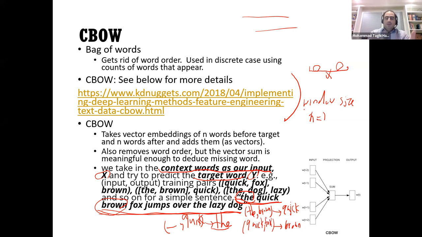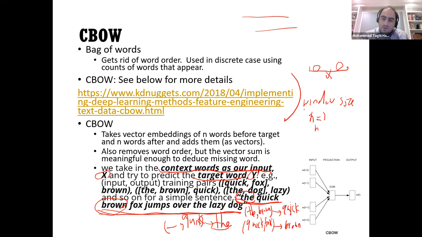Good. So I will essentially read this big data, and here n is equal to one. N equal to one means that I only consider one word before and one word after. If n is equal to two, instead of a pair, it would be a quadruple essentially: two words before, two words after.